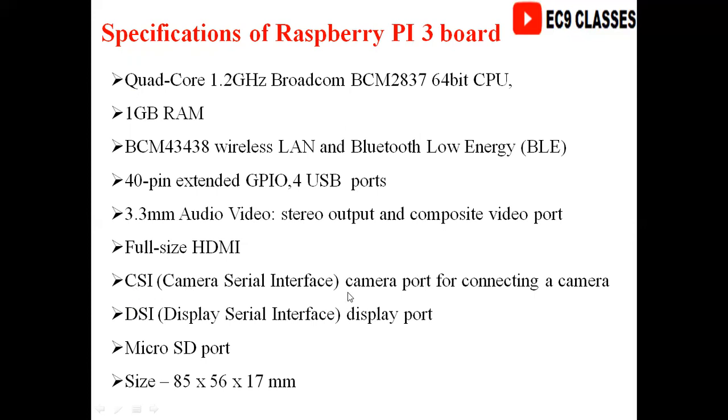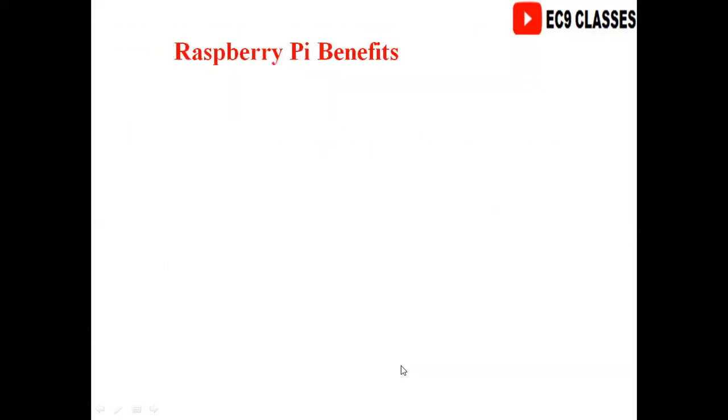Next, CSI, so it is a camera port, right? CSI means camera serial interface. DSI means display serial interface. So a display port is also available. You can observe these ports in our previous slide. A micro SD port is available, and coming to the size, 85, 56, and 17 mm.